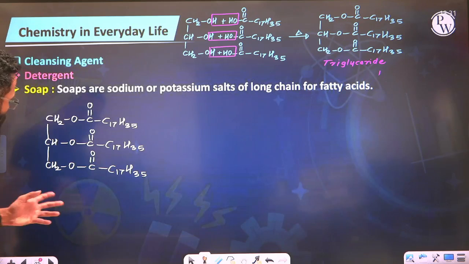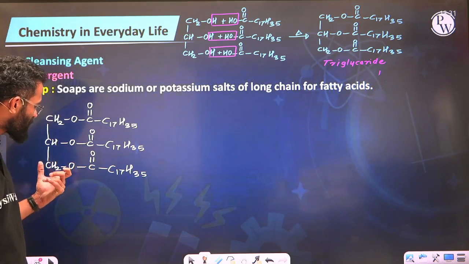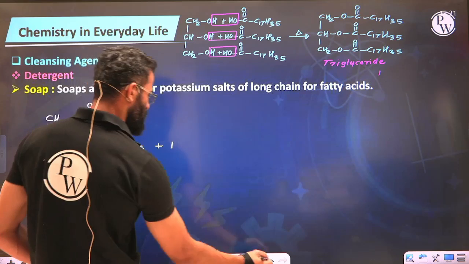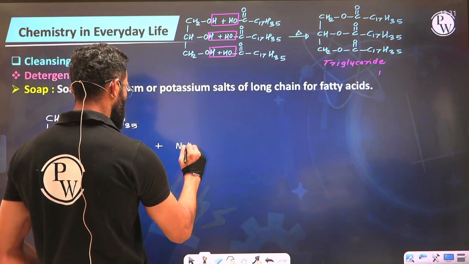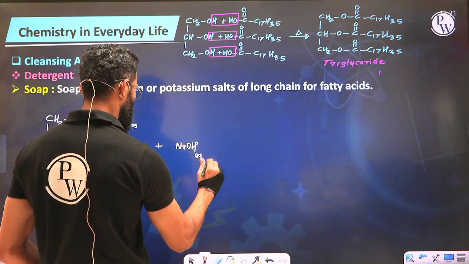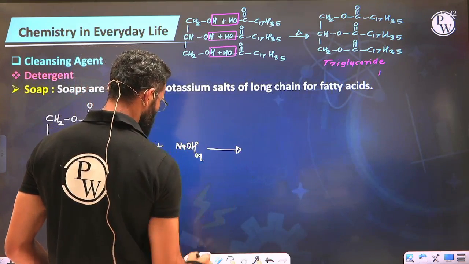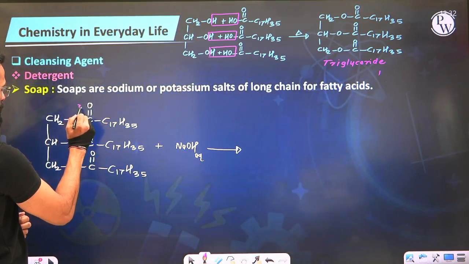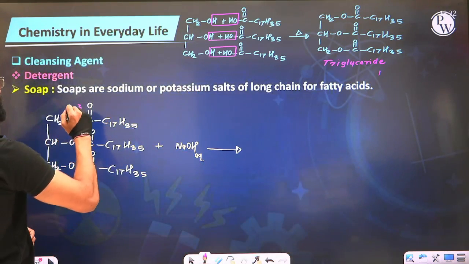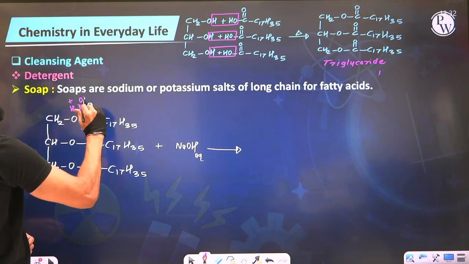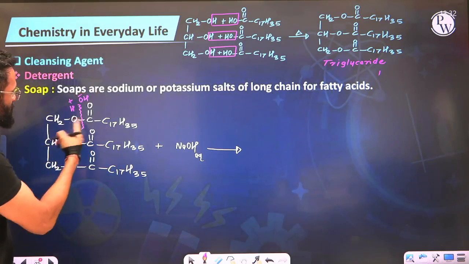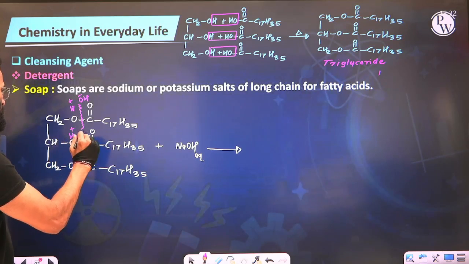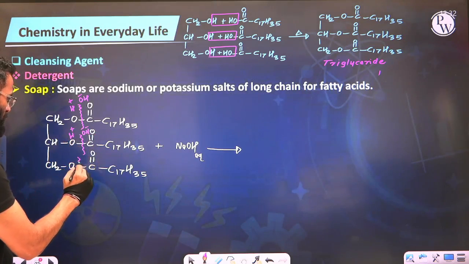Okay, so this is what a fat is, which is basically a triester of glycerol with stearic acid. Suppose I subject this to the process of alkaline hydrolysis. Hydrolysis is breakage using water. If we carry out hydrolysis, the ester linkage will be broken everywhere, here as well.